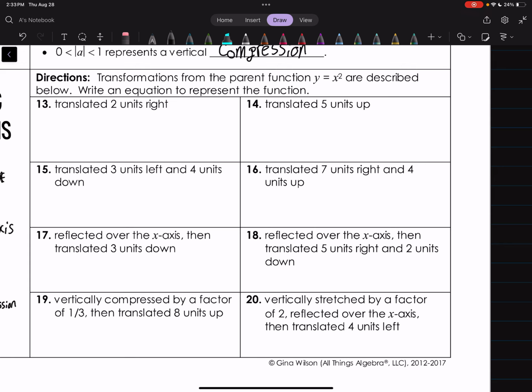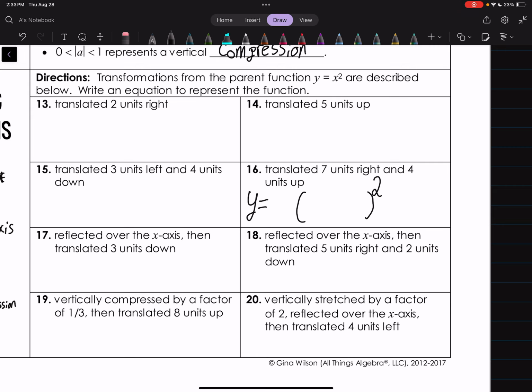Write an equation to represent the function. Now, I'm going to skip the first couple because they're easier. I'm going to skip to some of the harder ones. For any of these problems, what you want to do is start with y equals. You need to leave a blank space, put parenthesis, leave a blank space, put a square on it, and have space on the right side. This allows me to fill in whatever it asks.